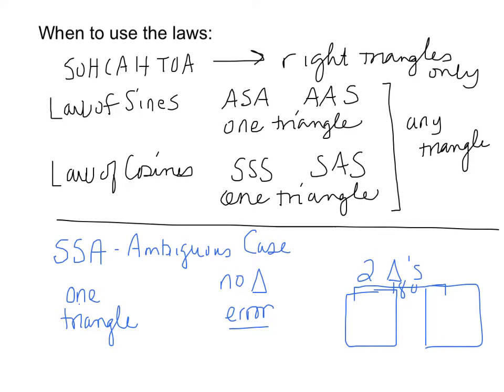So this is just going back over this one more time. You'll notice that in most cases, you're going to have one triangle. One triangle only here, one triangle only here. In very rare cases there'll be an error message, and in even rarer cases there'll be two. And this is only for the law of sines. The ambiguous case goes with the law of sines.